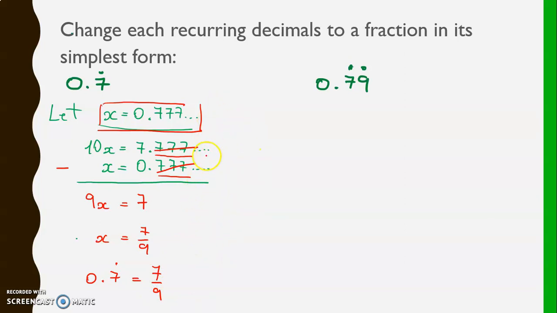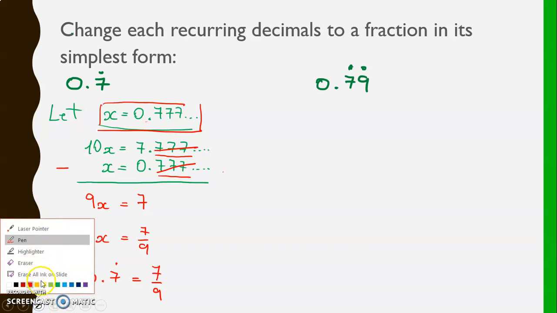We always have to think of a way to bring these repeated digits, like 7 and 9 in the next example, in front of the decimal point, and then find another multiple of x that will have the same digits after the decimal point. So let's go ahead and continue with this.